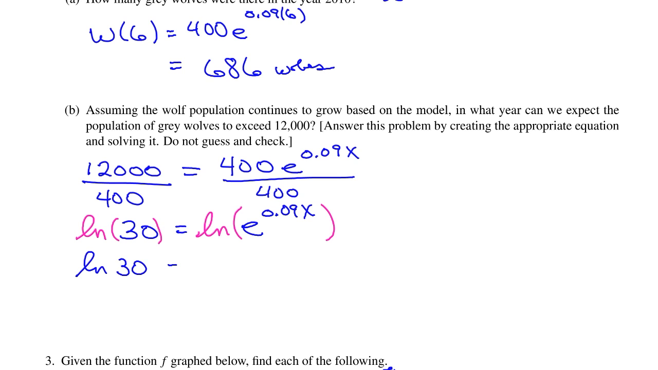30 is equal to 0.09x. Because recall, if you have the natural log of e to something, in the exponent. Find the value of f of 2. That's where the function is defined. You look for the solid dot, and finally, where the function would be defined, and that is at 1.